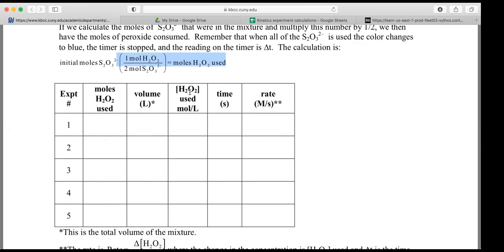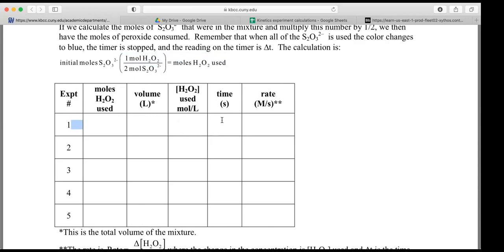Now here, it's the concentration of H2O2 used. How do you calculate concentration? Concentration in the units of moles per liter, or molarity, is just the moles used divided by the volume in liters. So you're just going to take your moles that were used here and divide that by the number of liters, and that will give you the concentration of H2O2 used.